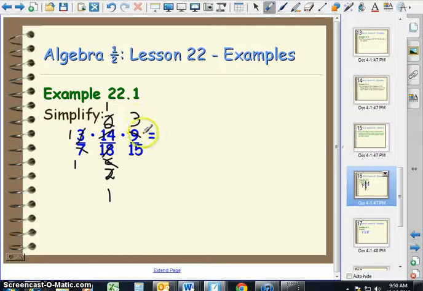What about 3 and 15? 3 goes to 1, and 15 goes to 5. So now I've done all my reductions, so now I'm ready to multiply the top. So I have 1 times 1 times 1, which is 1. And now we multiply the bottom. 1 times 5, which is 5. So my answer is 1/5.